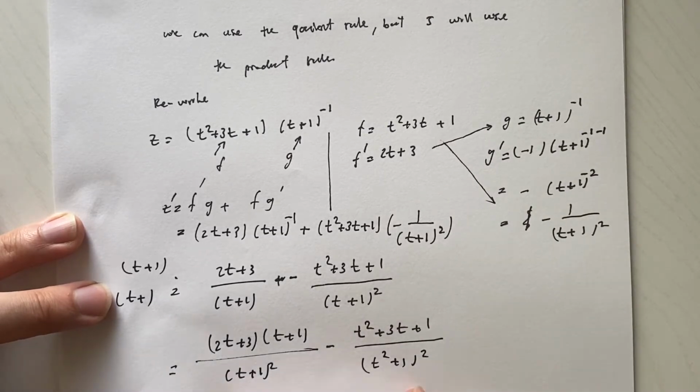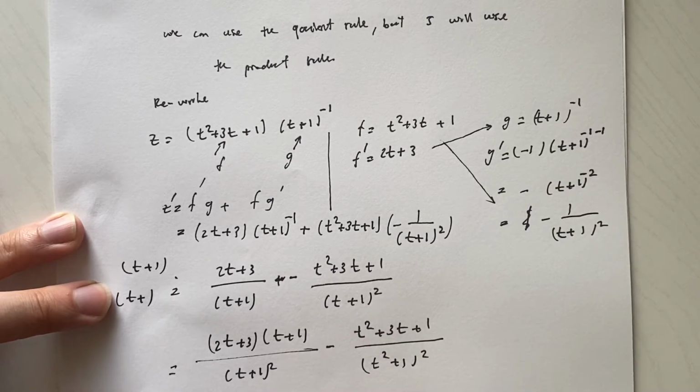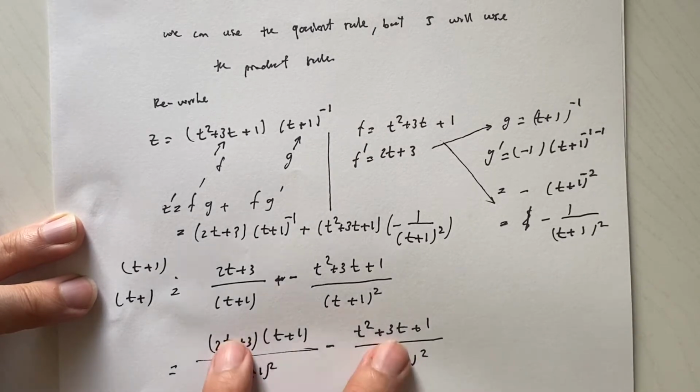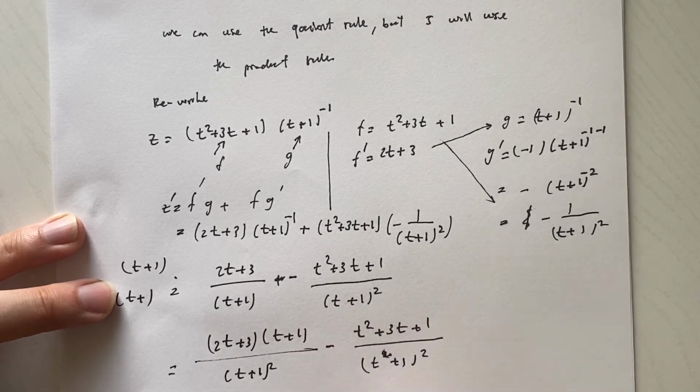So now what we have, you notice here we have a common denominator. What that means is that we can now subtract the numerators. Notice here the negative sign is in front of the second term. This negative sign is multiplied by the whole term.